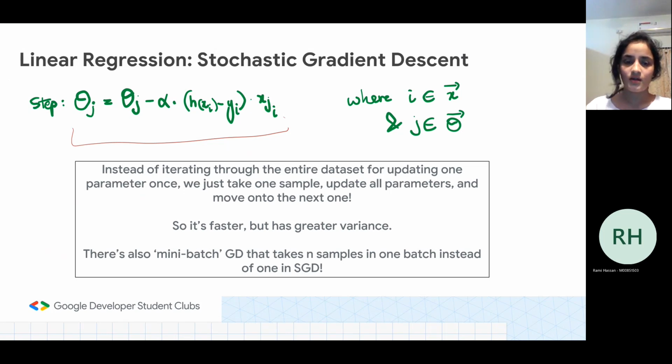That's great. Okay. So instead of iterating through the entire data set for updating one parameter once, we just take one sample, update all parameters, and move on to the next sample. So one by one. Okay. Now this is faster, but it has greater variance. Now, what does that mean?